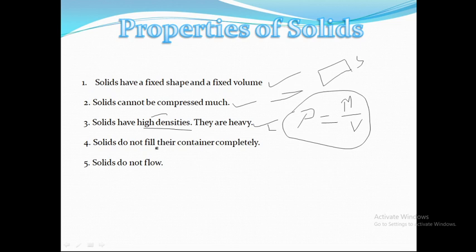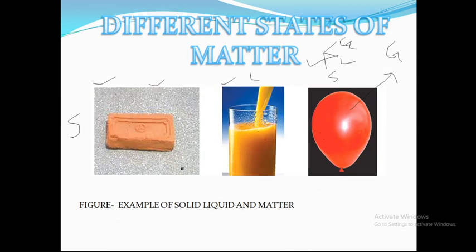Then, solids do not fill their containers completely, and solids do not flow. These are some other properties of solids. Solids don't flow by themselves. So these are the properties of the solid: it has a fixed shape and size, it will not flow by itself, we cannot compress it, and it does not fill the container. The solid has a fixed shape, and you cannot change its shape.